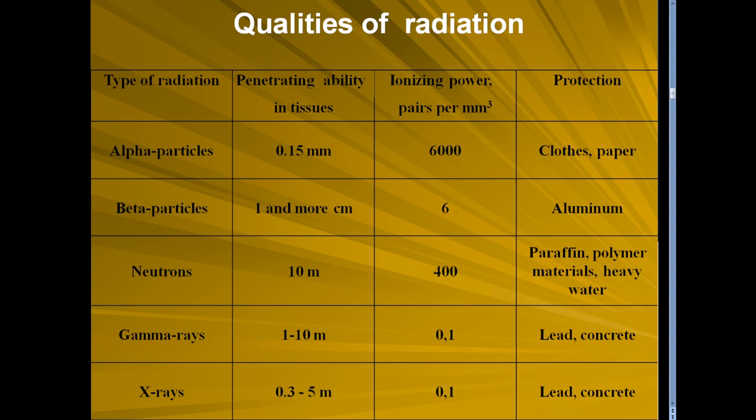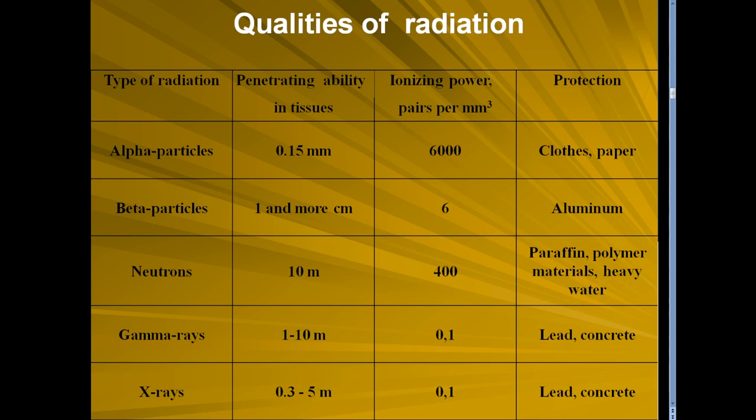Neutrons have high penetrative ability, up to 10 meters, and average ionizing ability, 400 pairs of ions in 1 cubic millimeter of air. And protective materials here may be paraffin, polymeric materials.